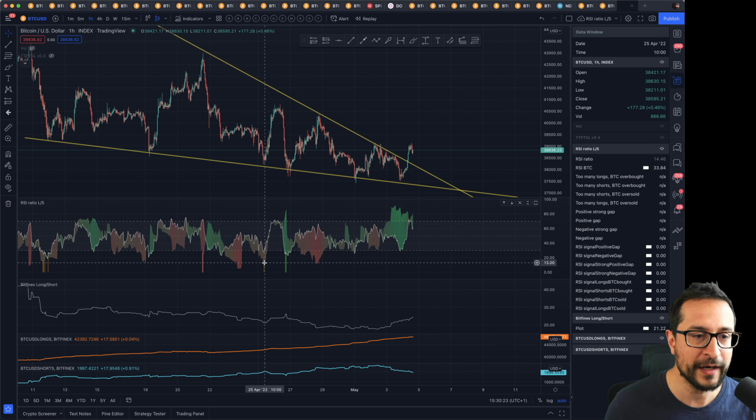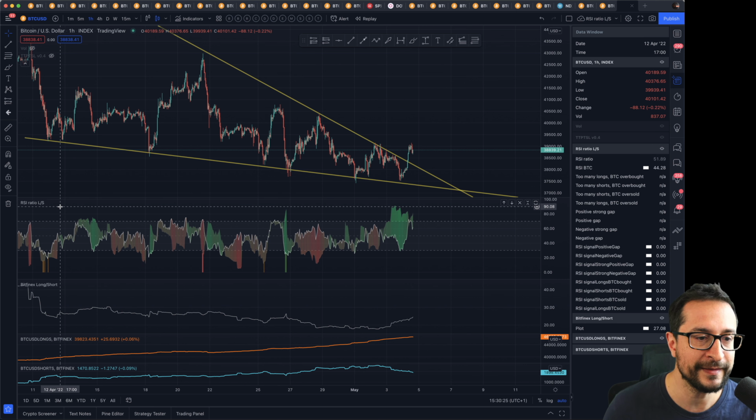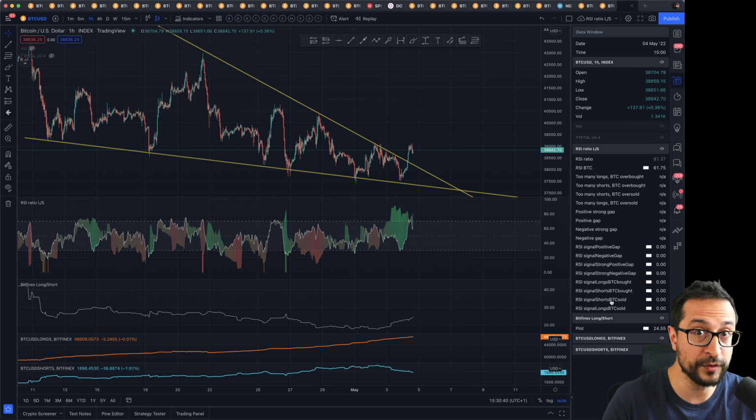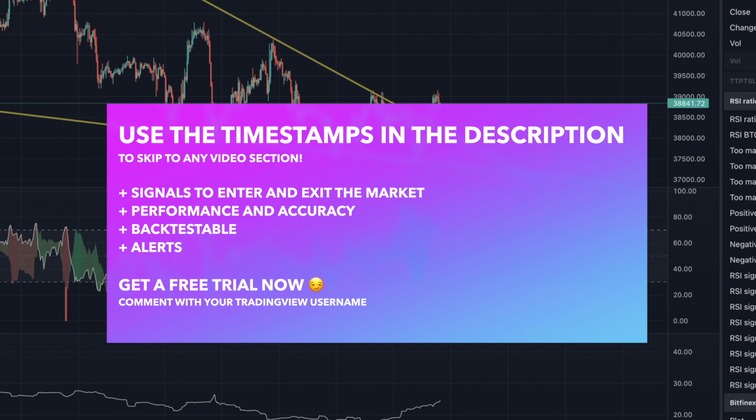So today we're going to go in depth into this indicator, RSI ratio, longs and shorts. I'm going to explain each of the different signals that you can get from this with alerts. How can you use it to backtest it? Where can you get this indicator?